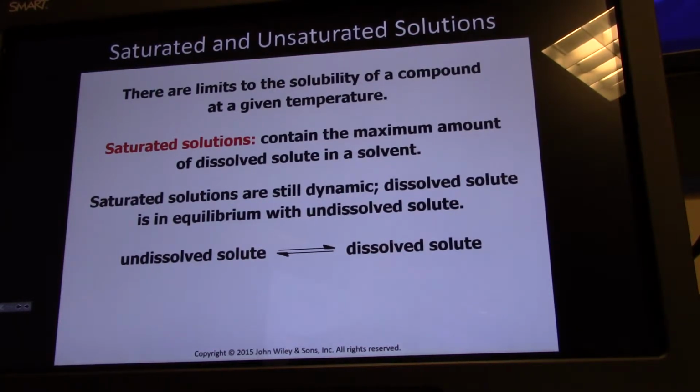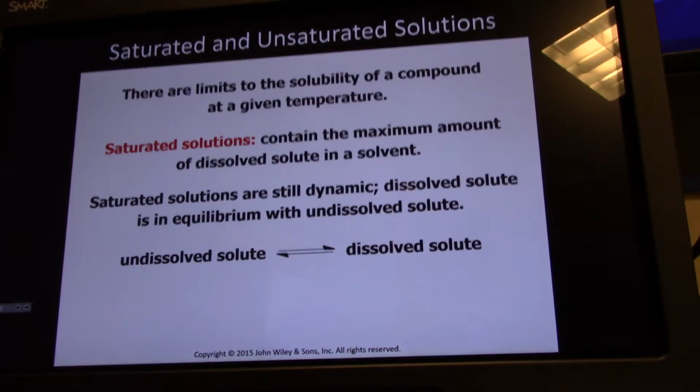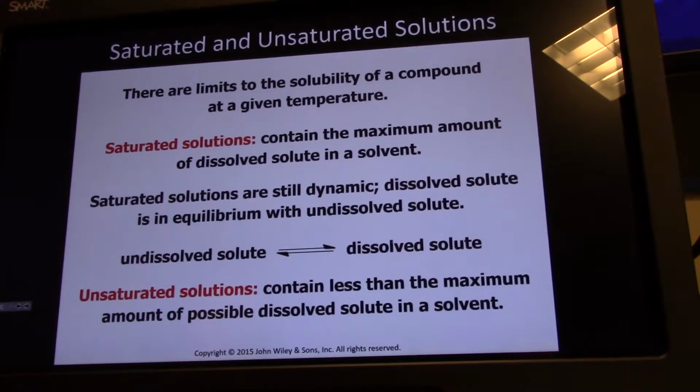If I get even more than that to dissolve, I get a supersaturated solution, which is kinetically unstable. More than the maximum has dissolved, and it desperately wants to precipitate out. It just needs a place to start precipitating. And those end up with some cool reactions that we'll look at in a second.